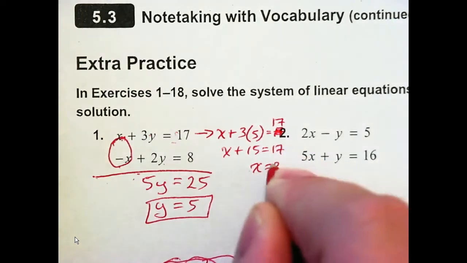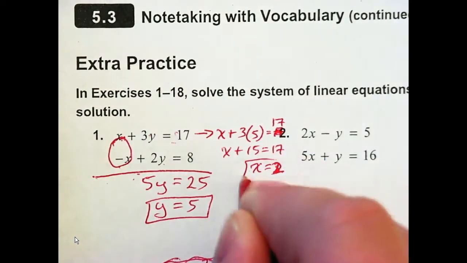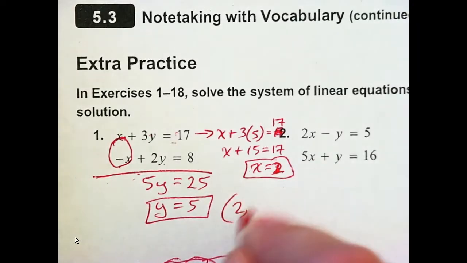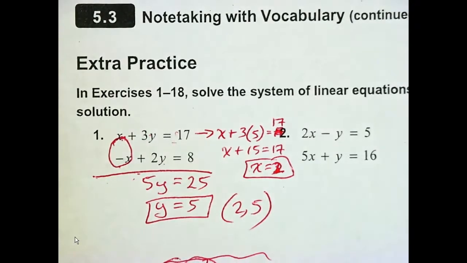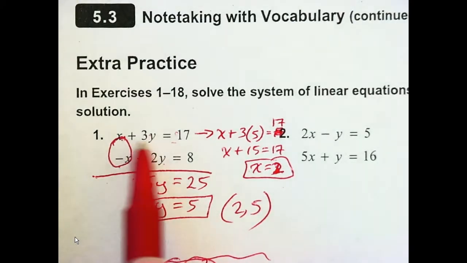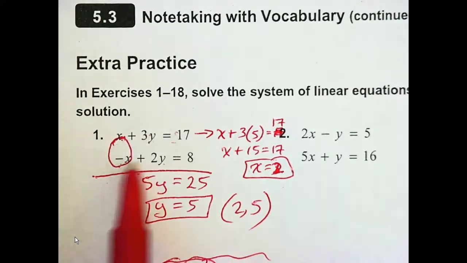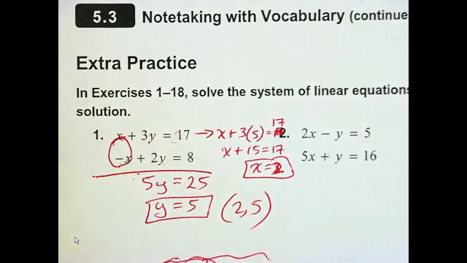X equals 2. Ordered pair 2, 5. How many got it? Check our work. 2 plus 3 times 5, or 2 plus 15, is 17. Negative 2 plus 2 times 5 is 10. Negative 2 plus 10 is 8. We're good to go.